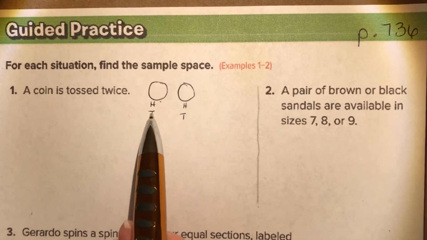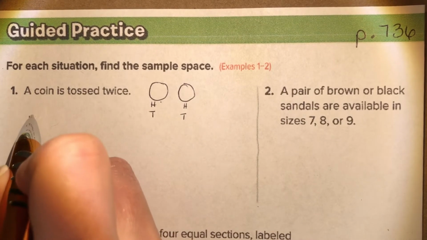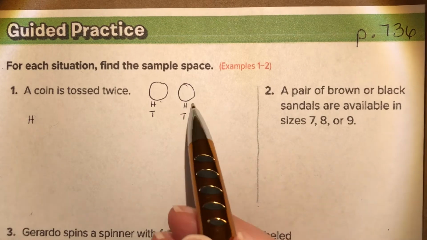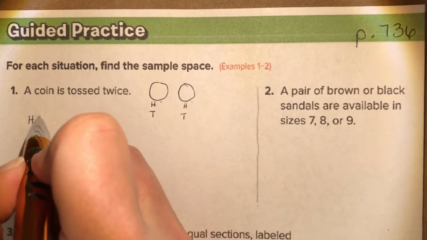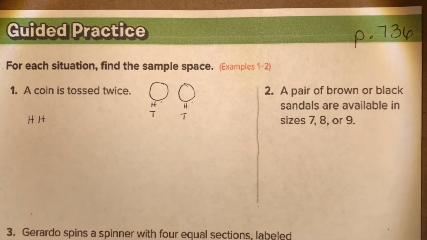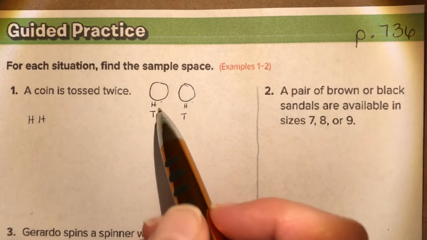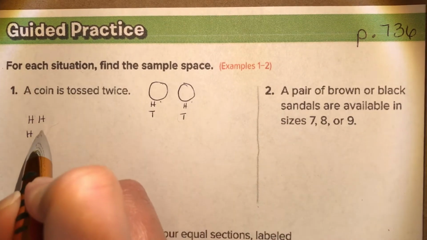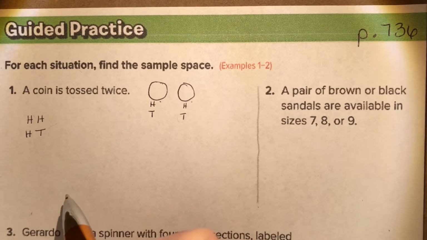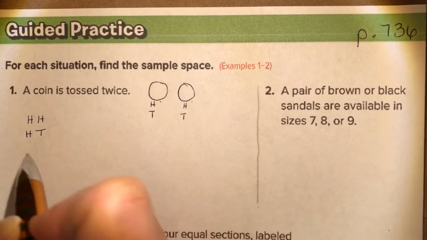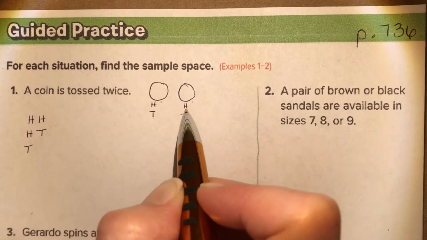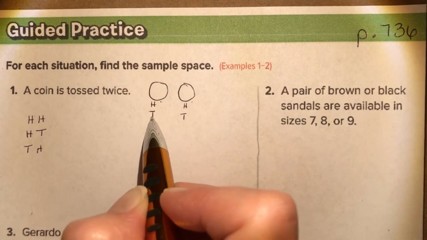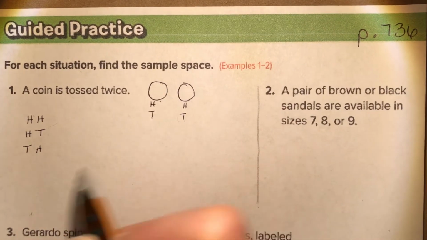So if I flip my first coin, I could get a heads. And then the second option, I'd flip the second one and I could get another heads. Or I could flip the first one and get a heads, but my second flip could have been then a tails. Or on my first flip, I could have gotten a tails and then a heads. And then I could have had a tails and then flipped another tails.